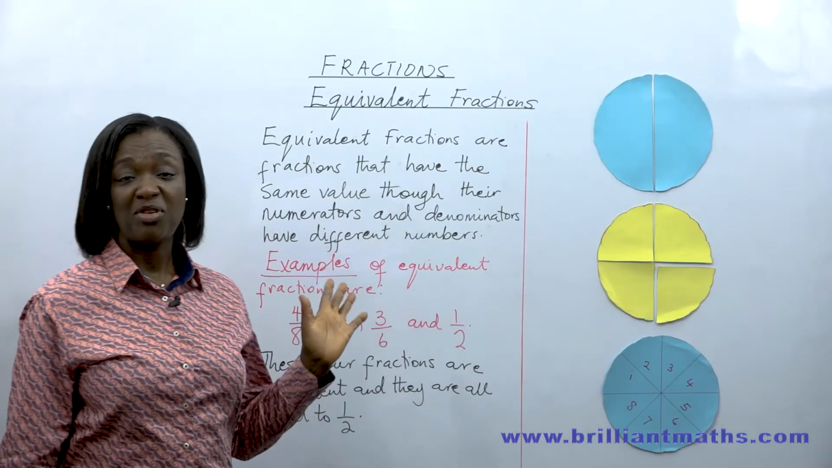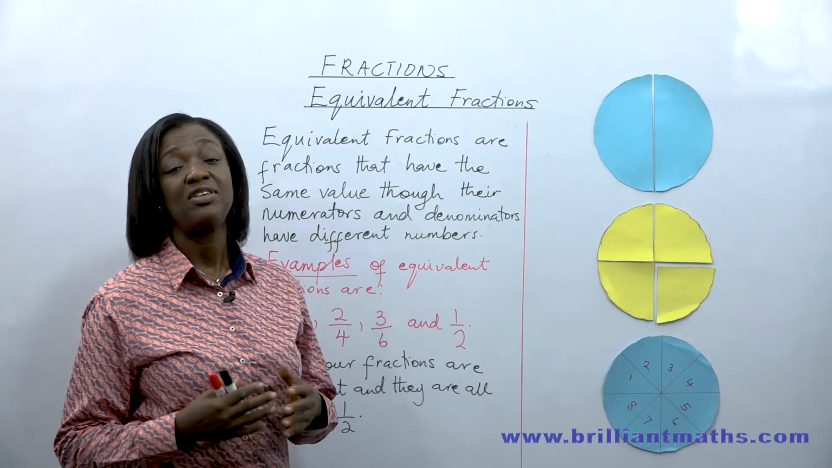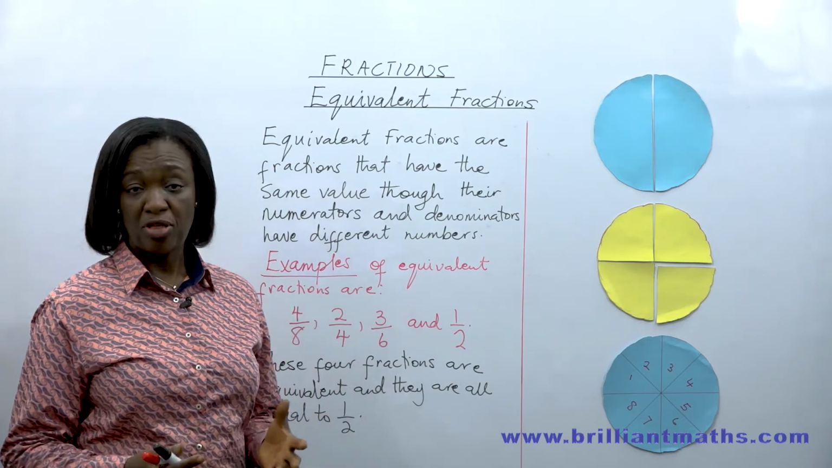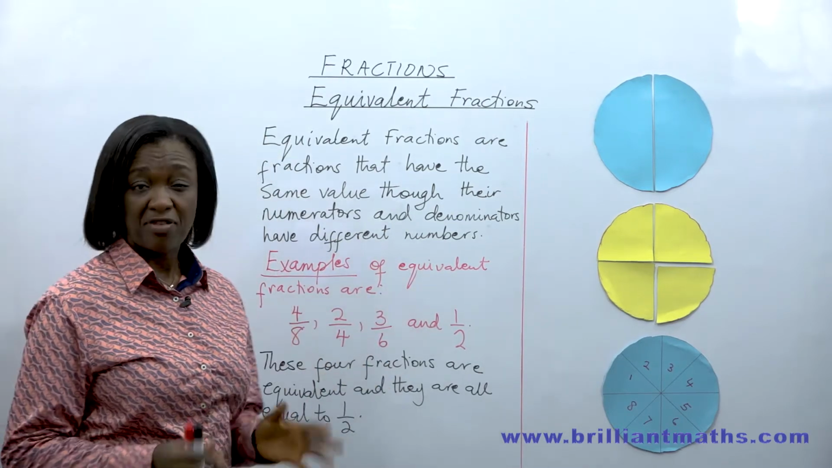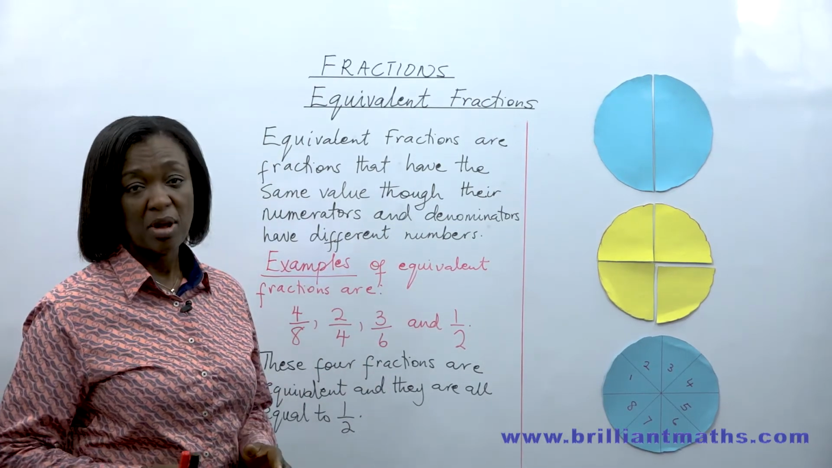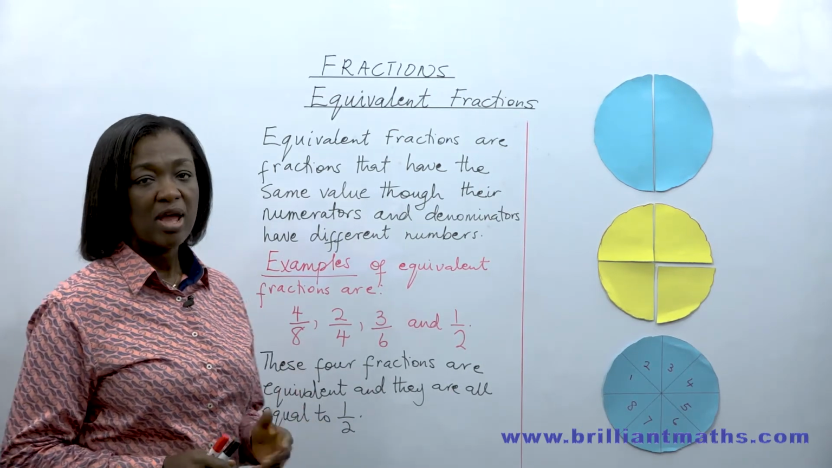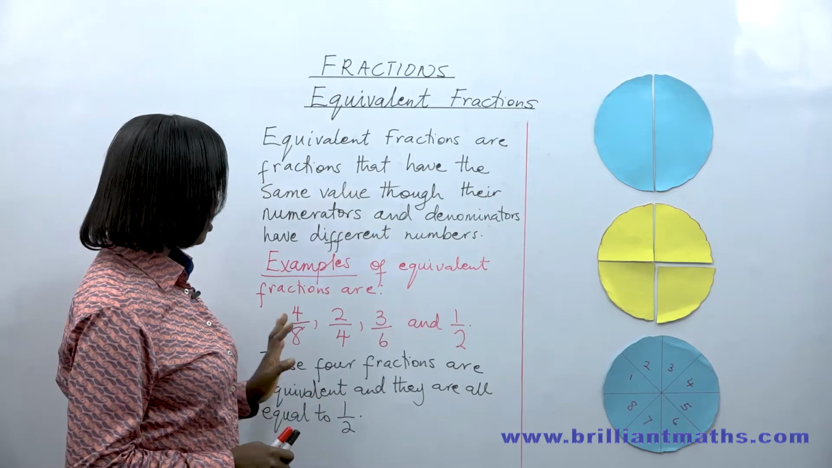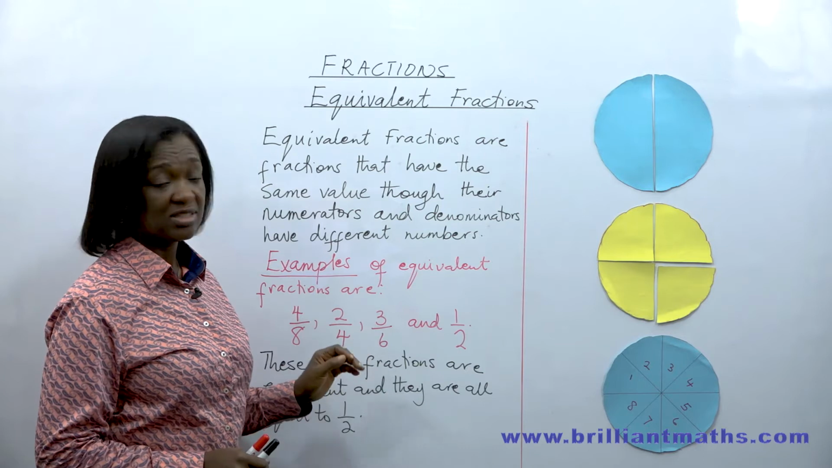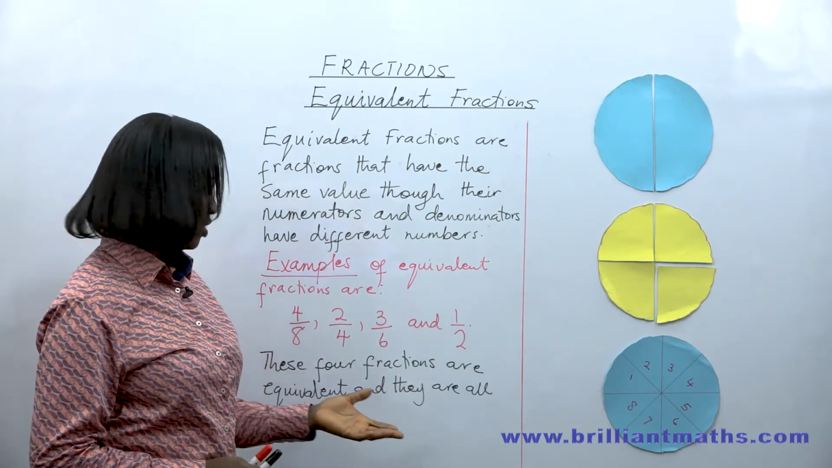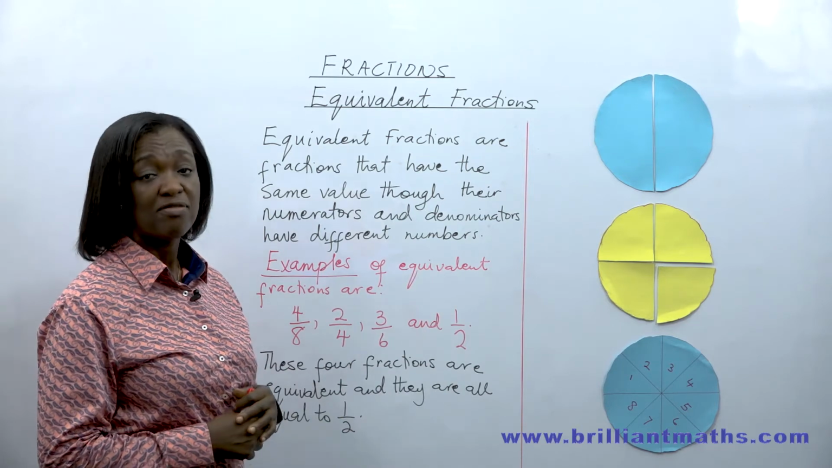Here we want to look at equivalent fractions. Equivalent fractions are fractions that have the same value. Although the denominator and numerator numbers might be different, it might look different, but in the real sense of it, the fractions have the same value. Examples of equivalent fractions are 4/8, 2/4, 3/6, and a half. All four fractions actually have the same value.